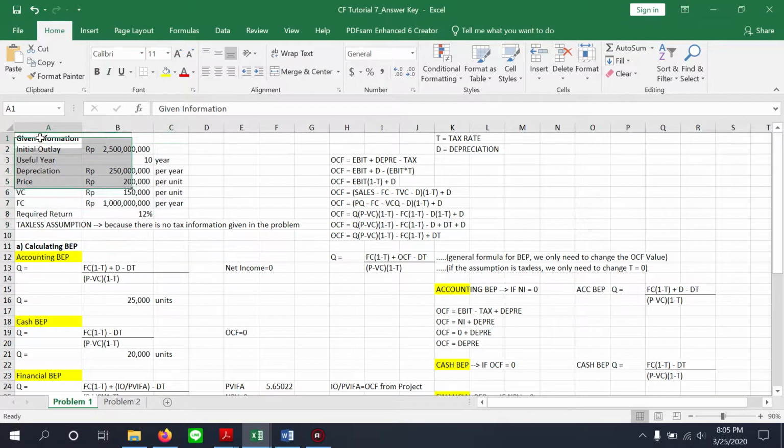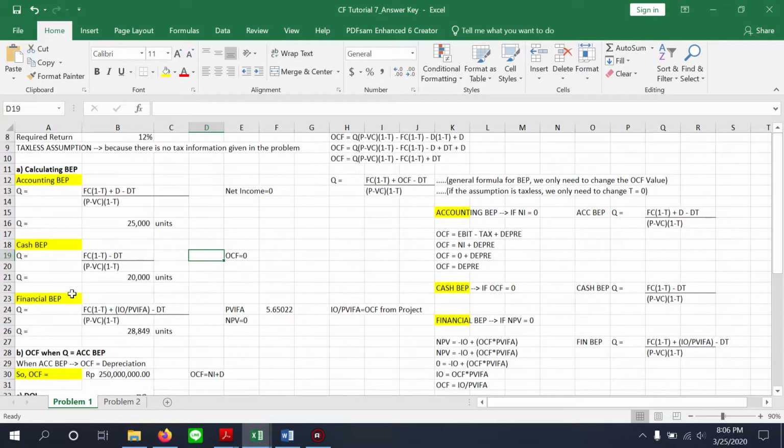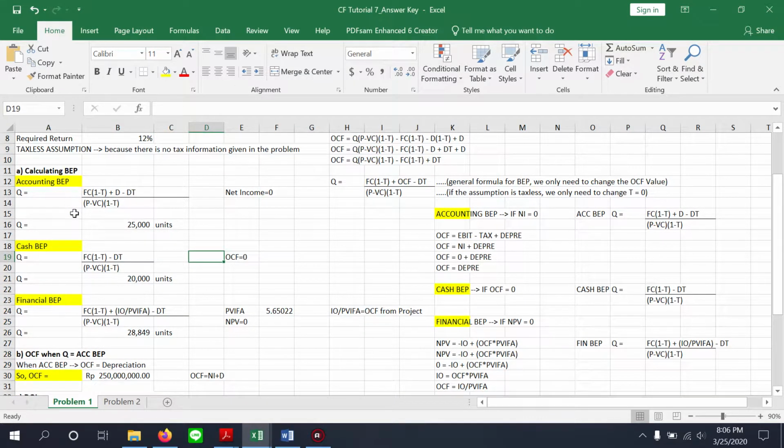Here we have problem one. Basically, this is all the stated information you have from the question sheet. The next thing we need to do is calculate the break-even point. You just need to input the numbers into the formula. As you can see, in accounting break-even, you have depreciation. The reason is that we try to make sure that net income is zero.